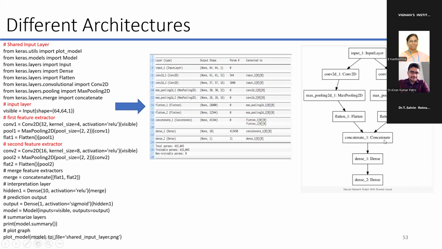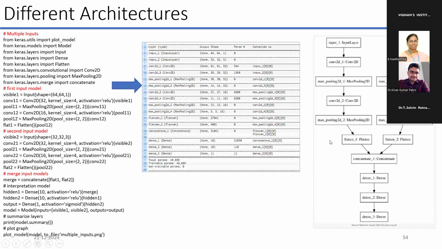The features are concatenated. With a single input, this network extracts one type of features and this network extracts another type of features. Both features are concatenated, then applied to a fully connected network, and then you can classify. This is one type of architecture you can use based on your problem.